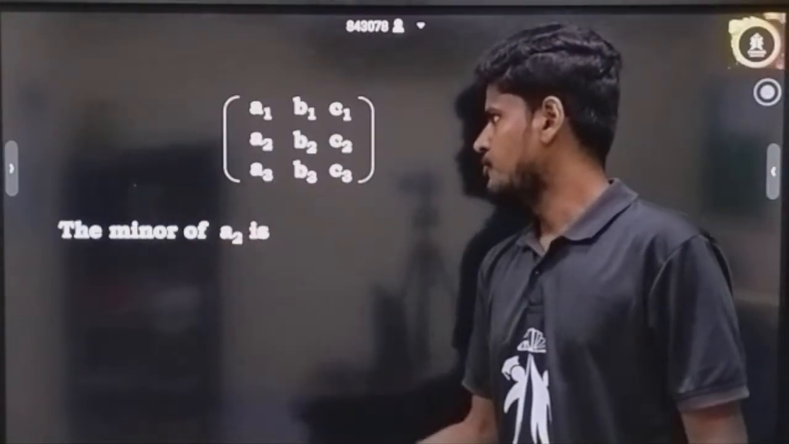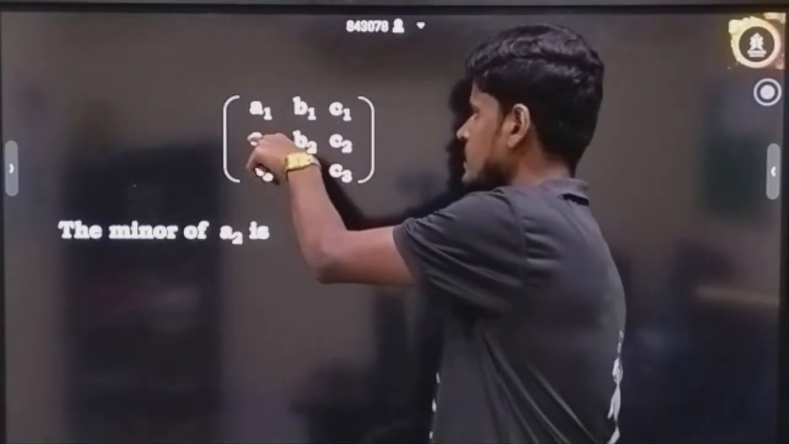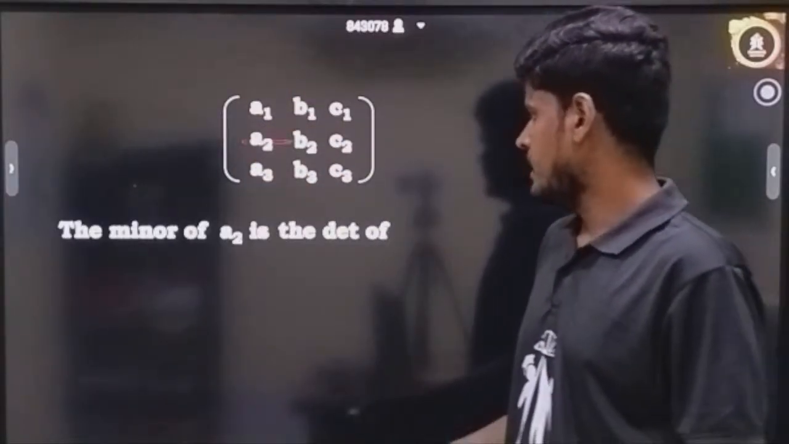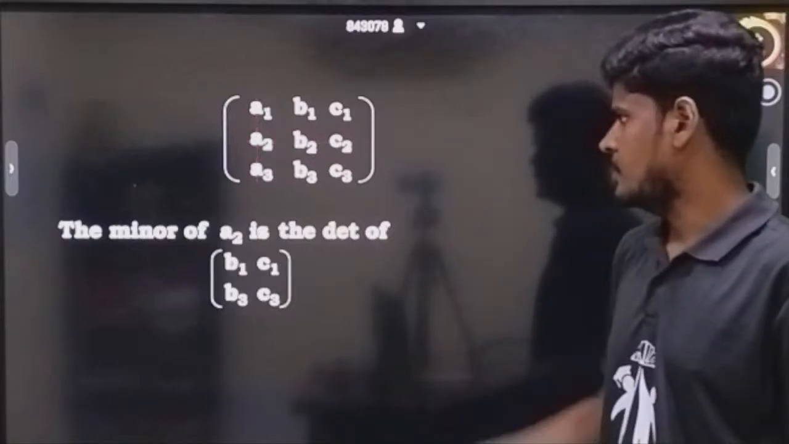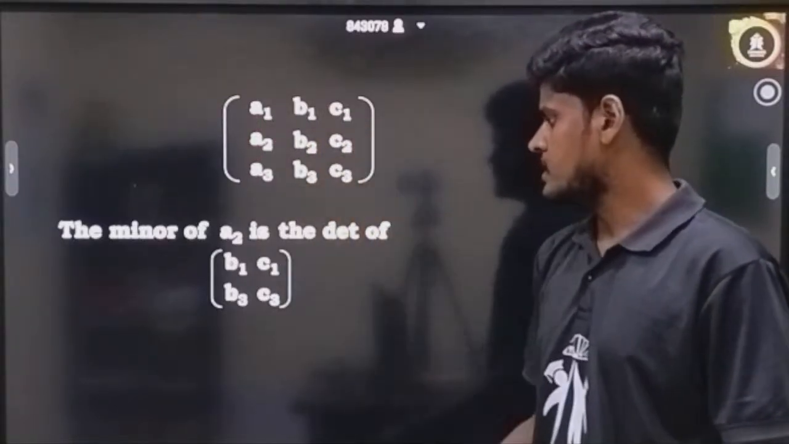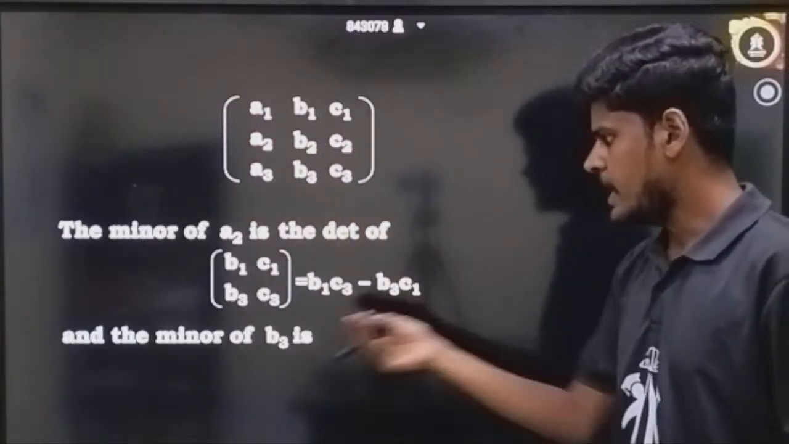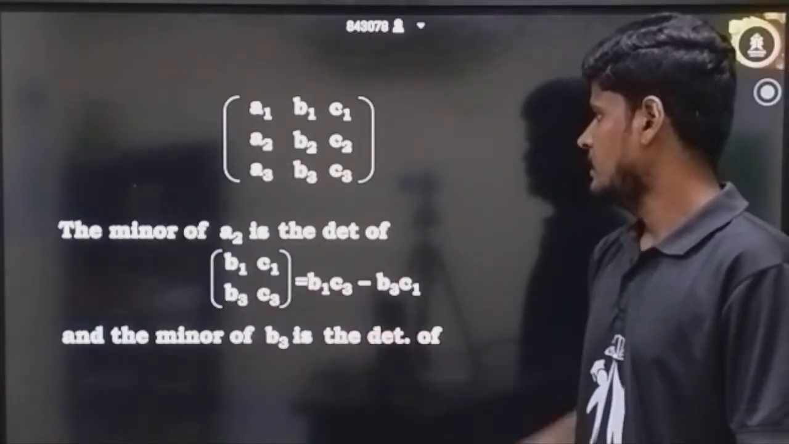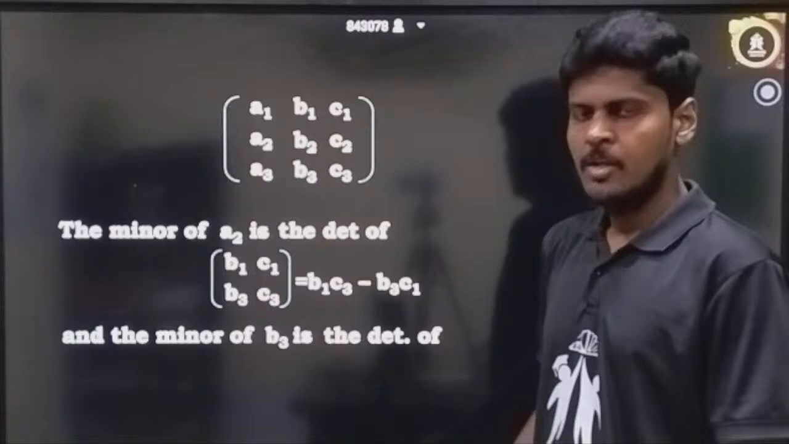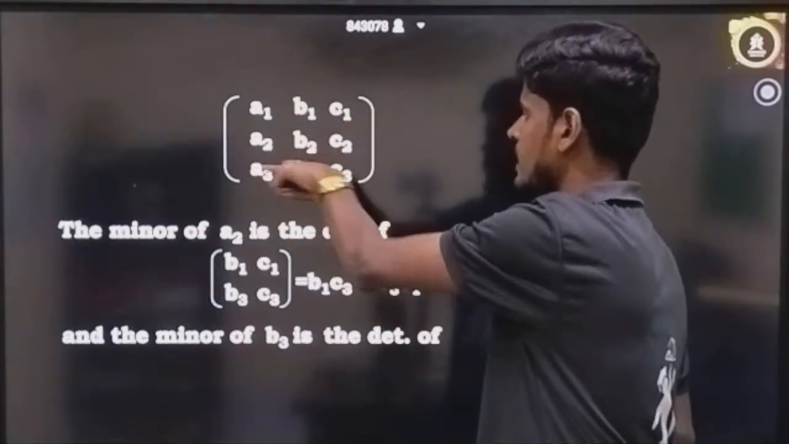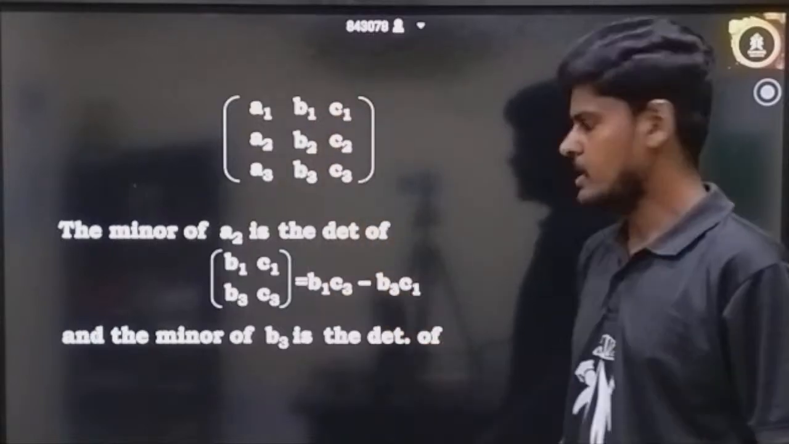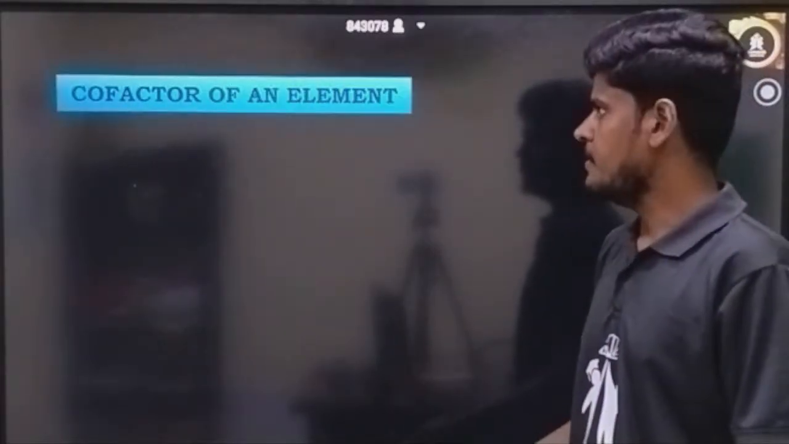Now the minor of A2, for example, that means leave this element's row and column, and find the determinant of the other elements. That will be B1, C3 minus B3, C1. That is the answer. Clear now? For another example, the minor of B3. B3 is here. What is the minor? Leave the second column and third row and find the other value. That is A1, C2 minus A2, C1. So that is how we should find the minor.